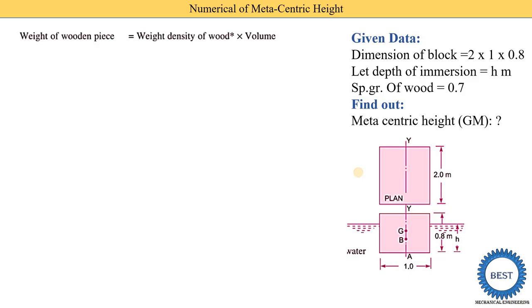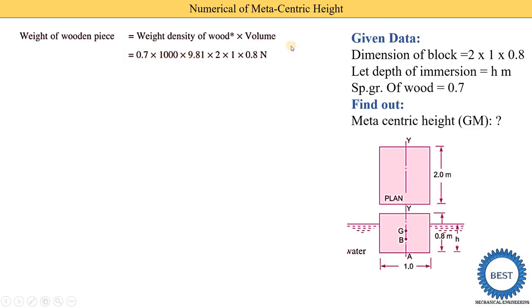First we need to find out the weight of the wooden piece and the water displaced by this wooden piece. So what is the weight? Weight is equal to weight density of the wood into the volume. So what is the weight density of the wood? First we need to find out the weight density of the wooden block. It is specific gravity into density of the water, which we already discussed in the last slides, into g, which is 9.81.